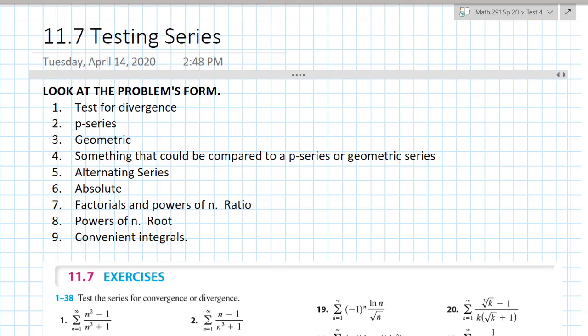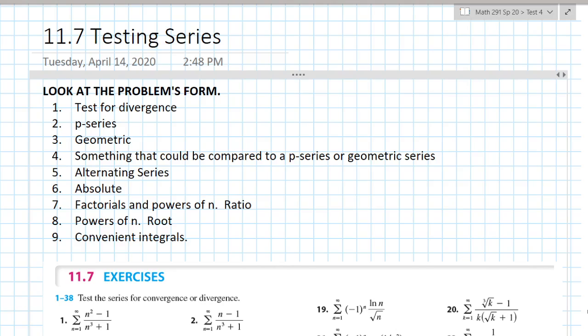Then we have something that could be compared to a p-series or geometric series, perhaps using a sum or a difference where we can use a comparison. There's the comparison test and there's the limit comparison test. Those are two different types of tests, but they will both get you the same type of answer with p-series and geometric series. Next, we've got alternating series.